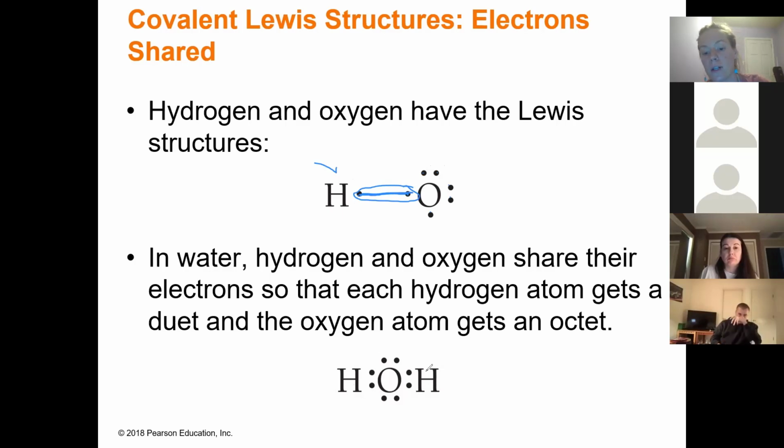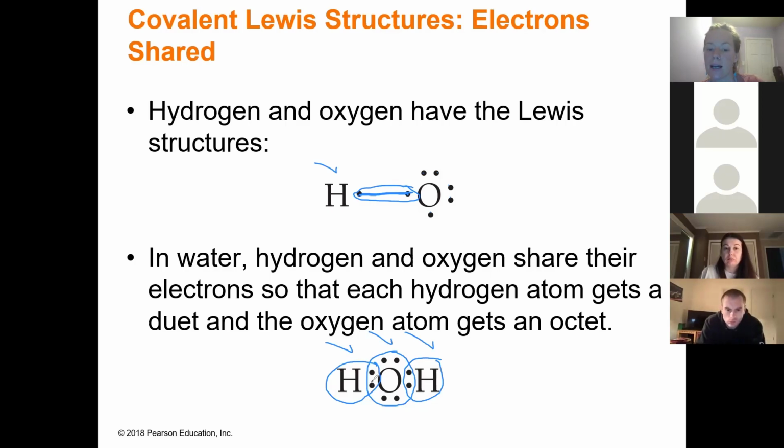So if we look at this situation here, the oxygen has access to 8 electrons, and the hydrogen also has access to, well, not 8, but each hydrogen has access to 2 electrons. So these 2 are fulfilling their duet, and the oxygen is fulfilling its octet. So they're all getting what they want by sharing the electrons.